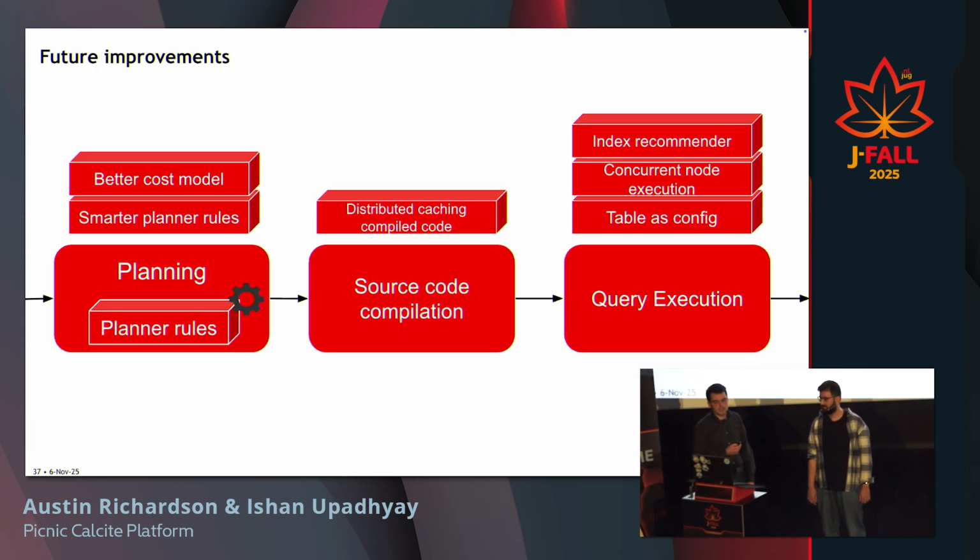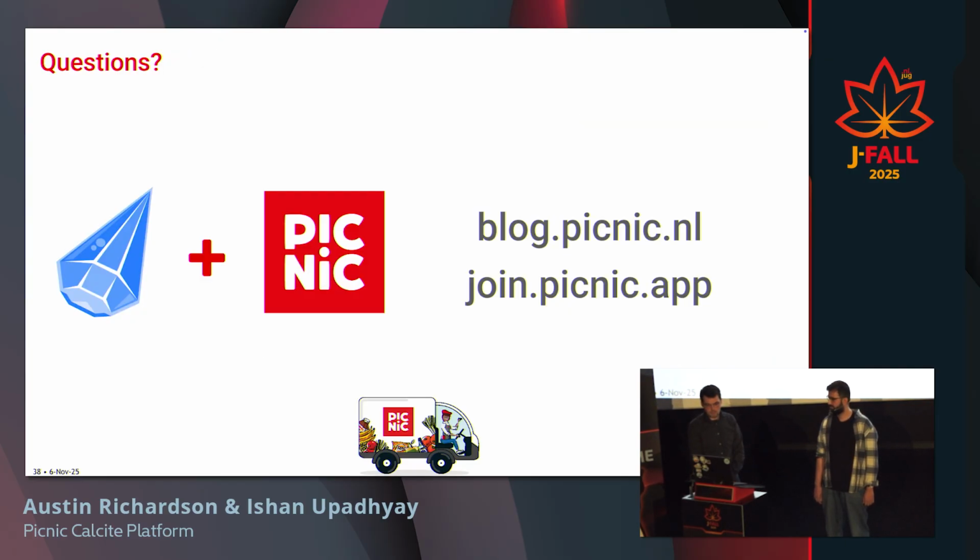Right now, the distributed caching is only for the query plans. And then we have some other things like recommendations of indices. That would be very nice, because right now these are just added manually based on what people think they need. And concurrent node execution within the query plan. So if it's possible to execute, for example, 2 inputs of a join in parallel, we want to have that as well, because right now things are serial. And yeah, that's it. Any questions?